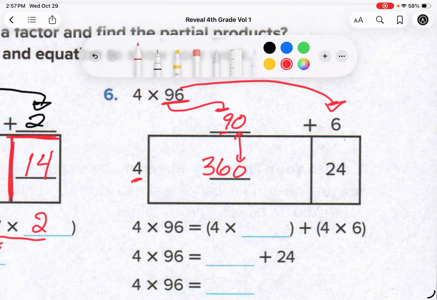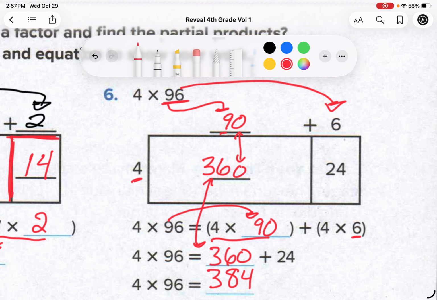So now we're going to fill out. Well, we're breaking that 9 up into what? We're breaking that 9 up into 90 and 6, which we already have. Then what is 4 times 90? Well, remember, we already have that up here, so we can either do it again or just copy our answer down. And then our last part, 360 plus 24 is 384.